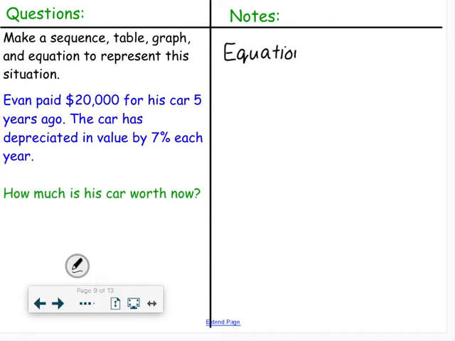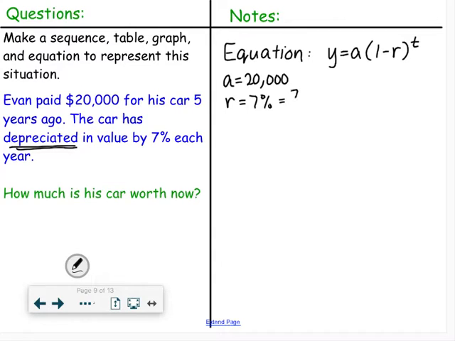Because we've worked with exponential growth and decay equations, and this problem says that it has depreciated in value by 7% each year, our decay equation looks like this, because depreciated means it's going down, and so does decay. So the value that we use for A should be 20,000. And R, the interest rate, is 7%, which means 7 divided by 100, or 0.07. Those are the only two values that I'm going to substitute into my equation at the start.